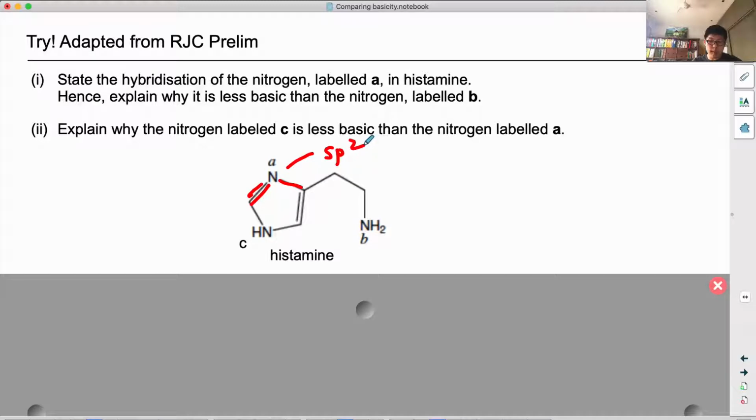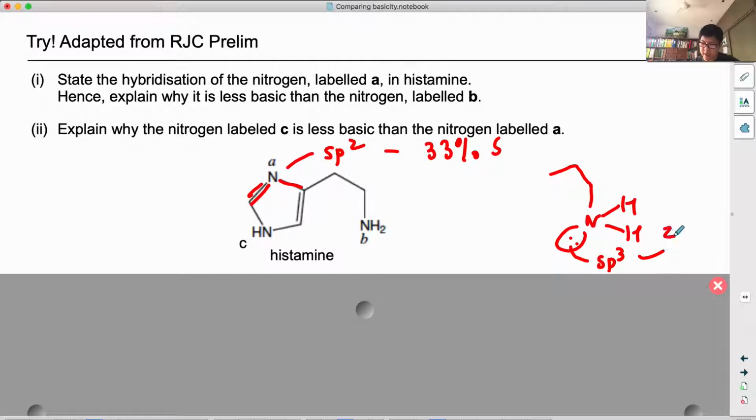Then they say, explain why it is less basic than the nitrogen labeled B. This nitrogen B looks like this. You notice this lone pair is in an sp3 hybrid orbital. We just went through this, so I believe you know that this one is 33% s, 1 out of 3, and this lone pair is 25% s, 1 out of 4. So the one with more s character has the lone pair closer to the nucleus and less available, so it is less basic. This is the reason.